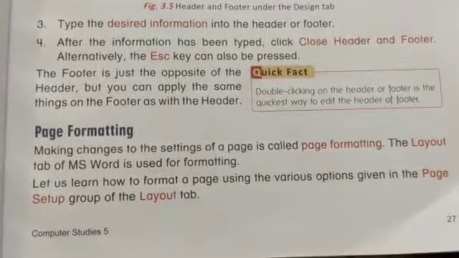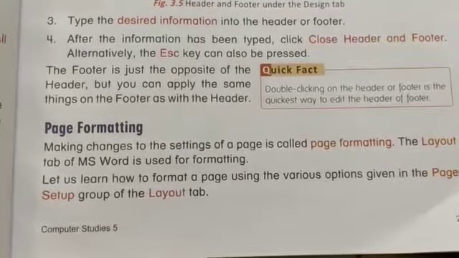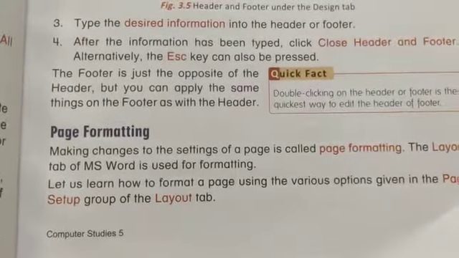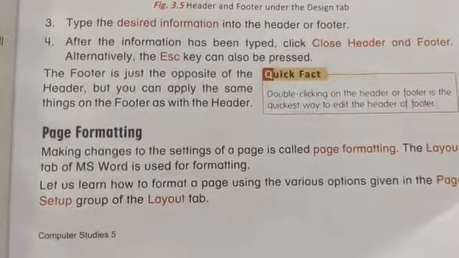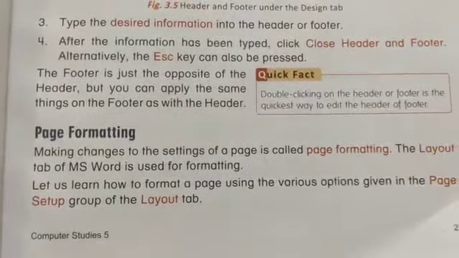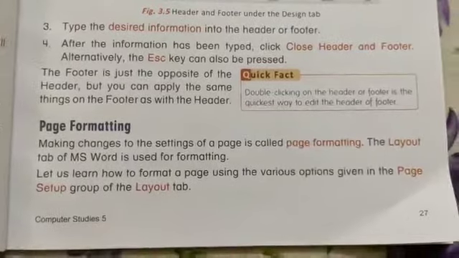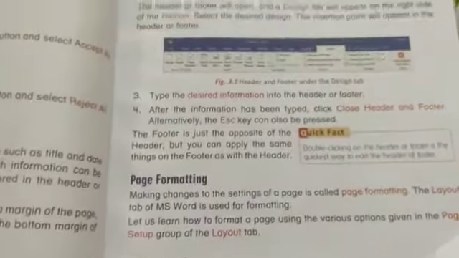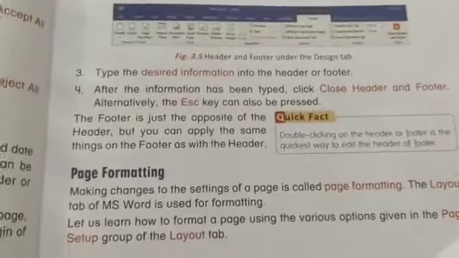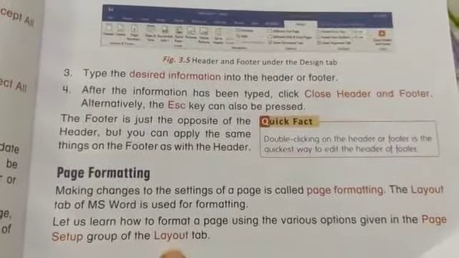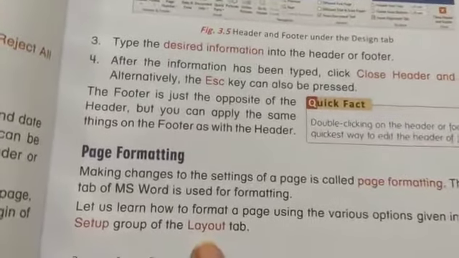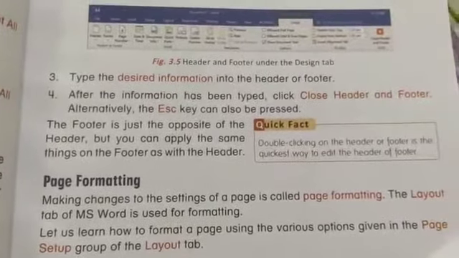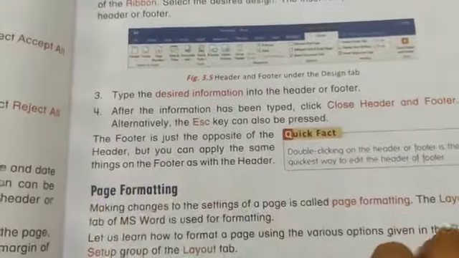The layout tab of MS Word is used for formatting. Let us learn how to format a page using the various options given in the page setup group of the layout tab. Now where will you get this page setup? This is given in the layout tab. In the layout tab you have to find page setup. So for that we will be learning.